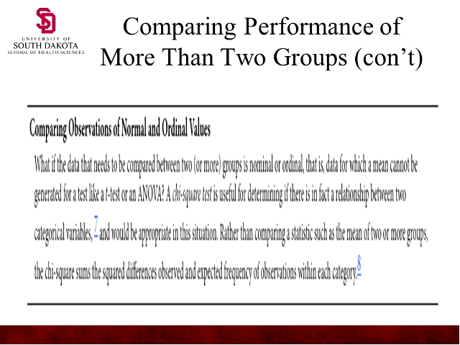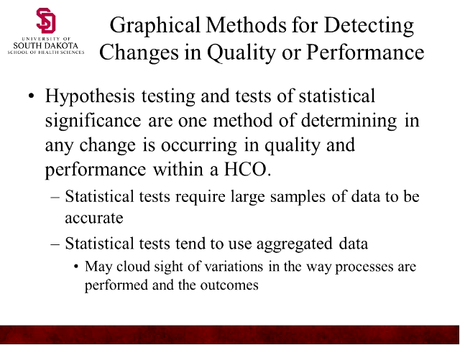So when you compare performance of more than 2 groups, you compare observations of normal or ordinal values, which we talked about before. Now, what if the data that needs to be compared between the groups is nominal or ordinal? That is, data for which a mean cannot be generated for a test like a t-test or an ANOVA. Then you do what's called the chi-square, which is useful in looking at that. And we're not going to talk about chi-square in this particular group because it's not used as often, but it's something else we can do. So chi-square is another technique.